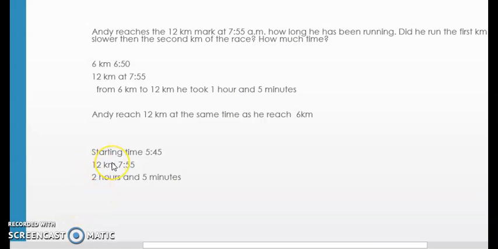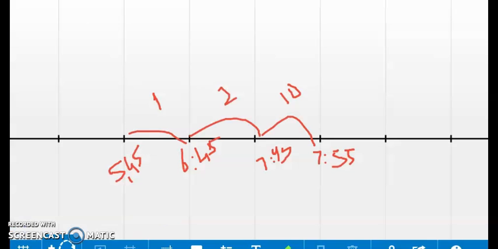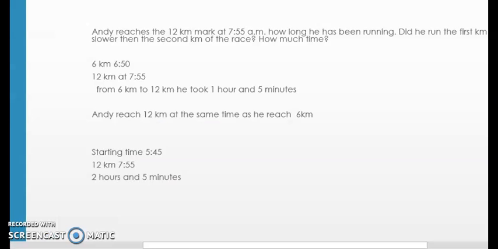There are two questions. How much time did he take from the starting point till now? The starting point is 5:45 and the 12 km mark is 7:55. We need to find the duration. So we will use the number line also like this. 5:45 to 6:45, it's 1 hour. From 6:45 to 7:45, 2 hours will come, and from 7:45 till 7:55 it is 10 minutes. So adding these, he took 2 hours and 10 minutes.